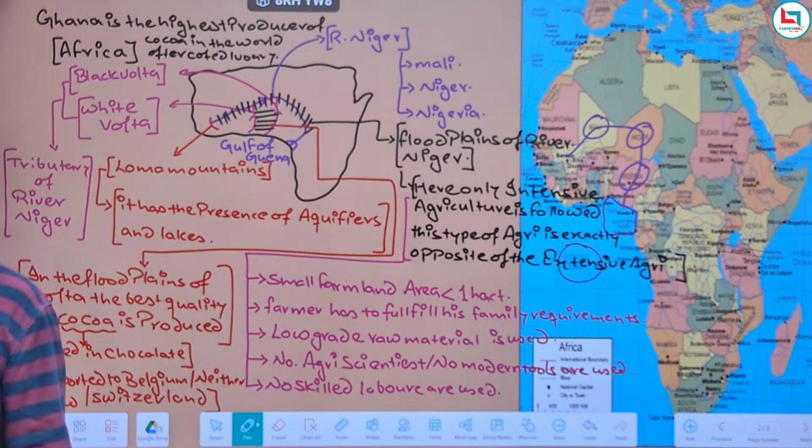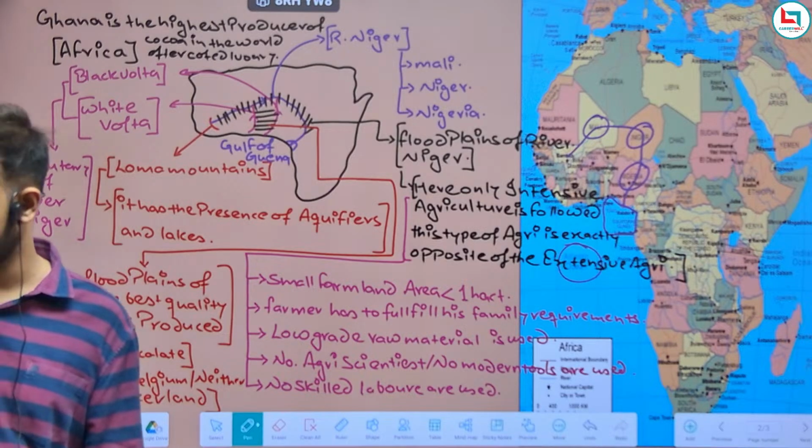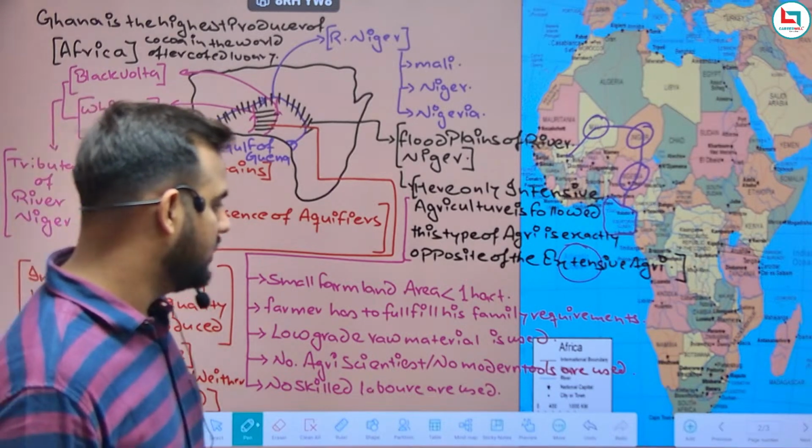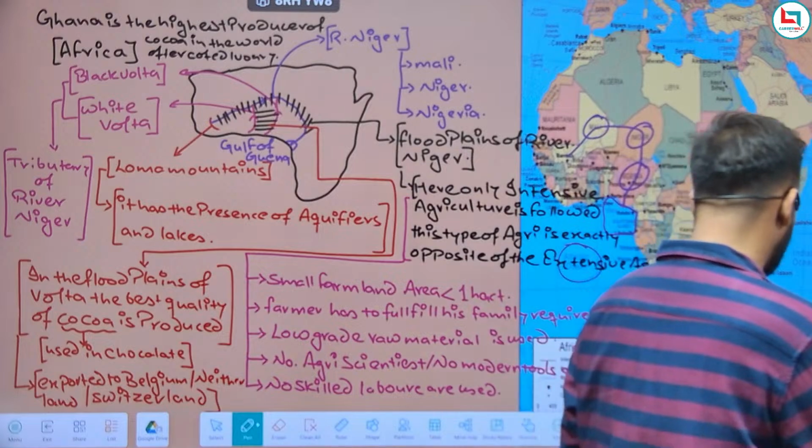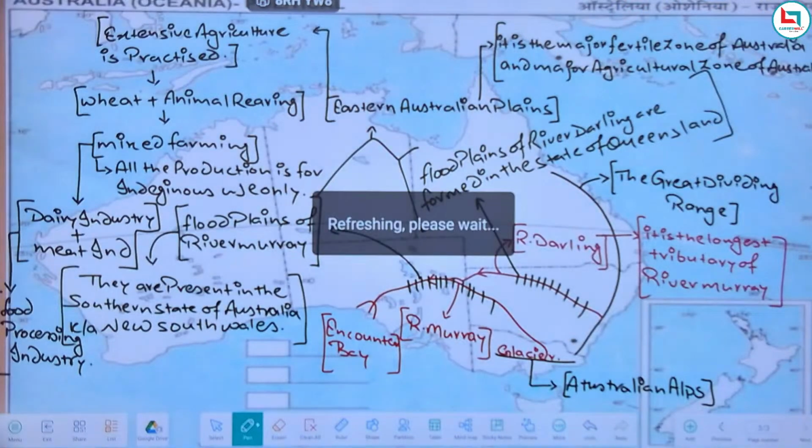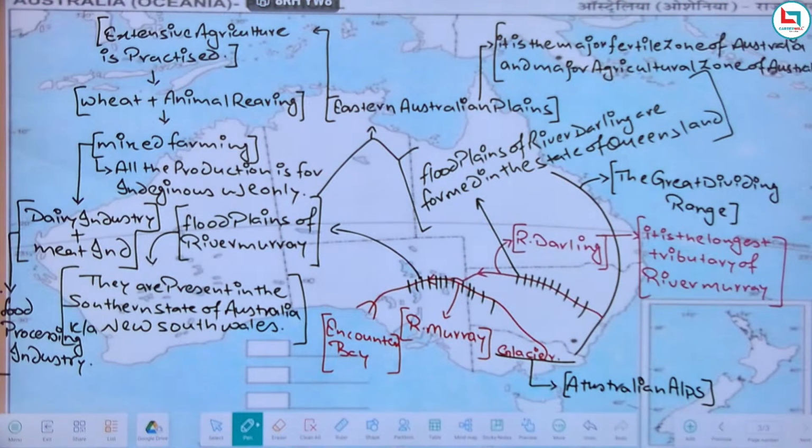Now, buddy, when we talk about the next major river, sorry, in Australia, we have the Great Dividing Range, and in the southern part of the Great Dividing Range, we have the Australian Alps. From the Australian Alps, we have the origination of River Murray.